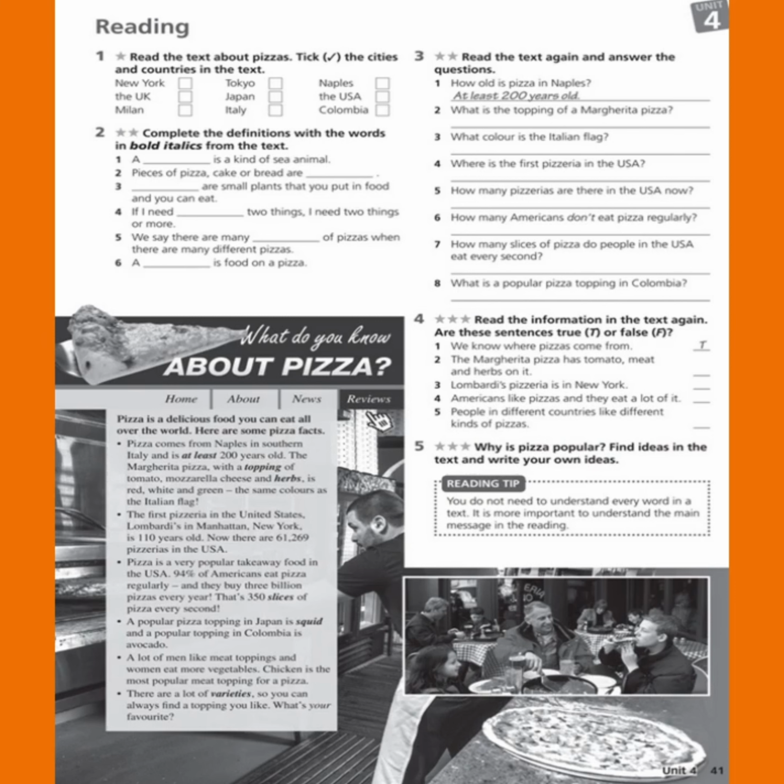Activity book, page 41, reading, Section 1. Read the text about pizzas. Tick the cities and countries in the text. Section 2. Complete the definitions with the words in bold italics from the text. Section 3. Read the text again and answer the questions. Number 1 is done as an example. Section 4. Read the information in the text again. Are these sentences true or false?